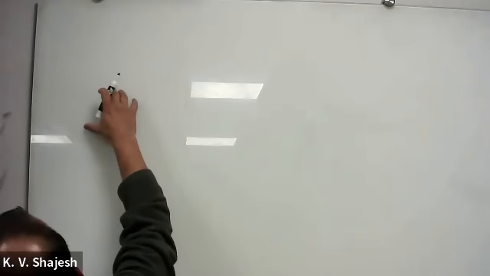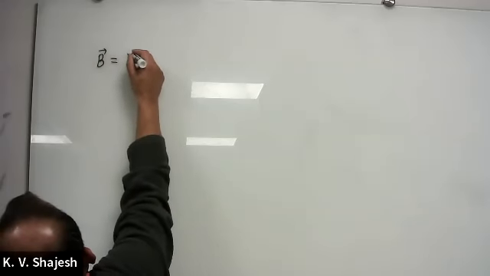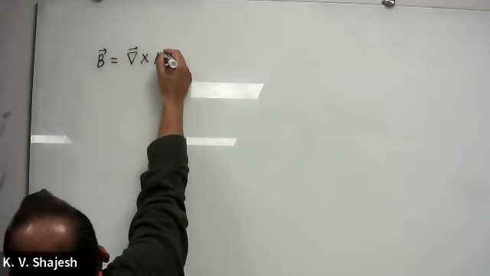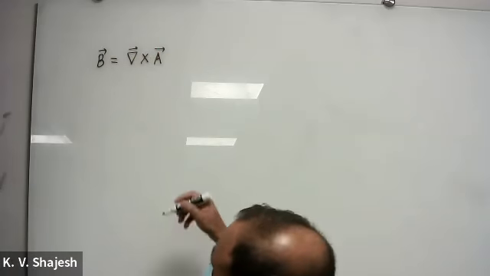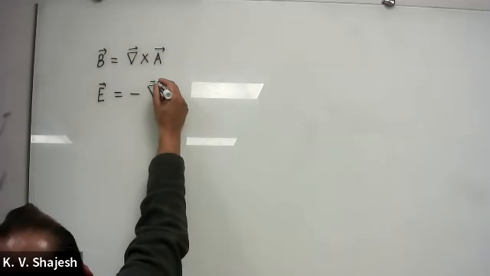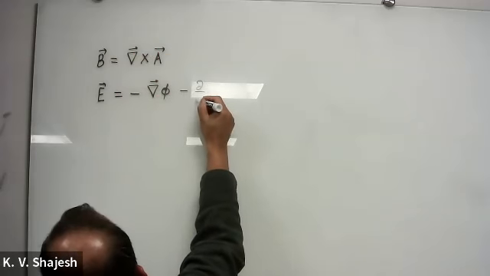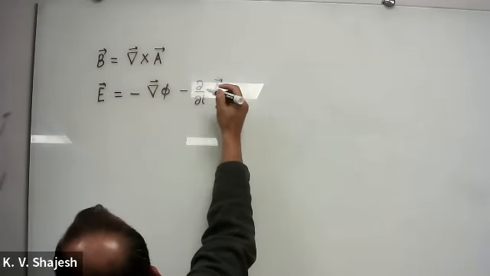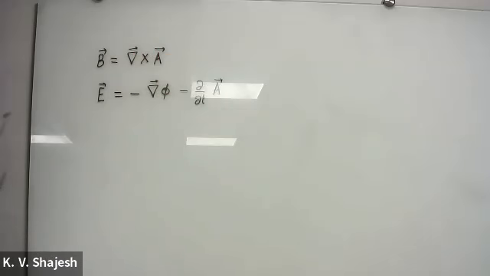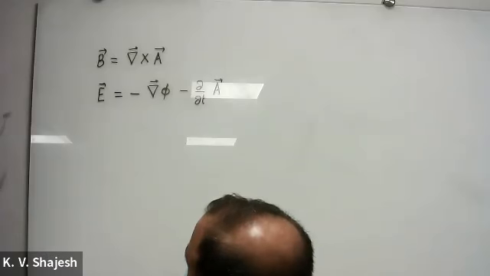So in the Maxwell's equations now, let's say the magnetic field is given in terms of del cross A, and the electric field is given in terms of the negative gradient of the scalar potential and the time derivative of the vector potential. So in terms of the vector potential and scalar potential, the electric and magnetic fields are given. These are all position and time-dependent quantities.